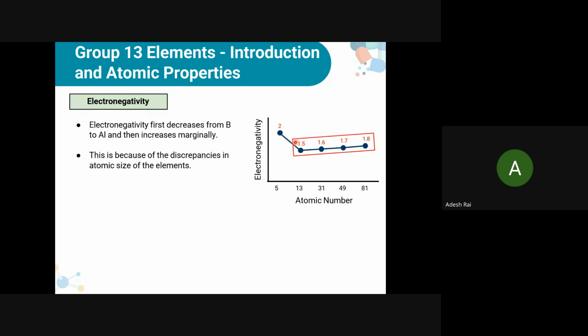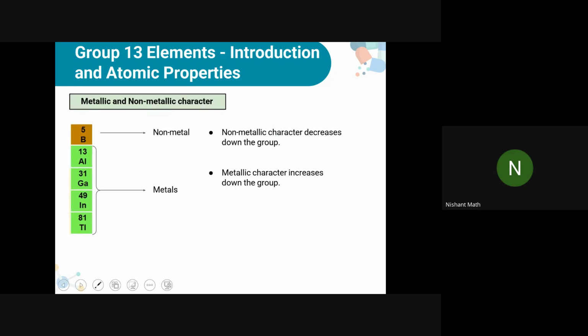Therefore, the point is: first it decreases, then it slightly increases. Can you see this? Electronegativity first decreases from boron to aluminum and then increases marginally. This abnormality is there because indium is present between these two elements, gallium and thallium. Gallium is undergoing d-block contraction, and thallium is undergoing lanthanide contraction. Because of that, this abnormality is seen. Understood? Okay.